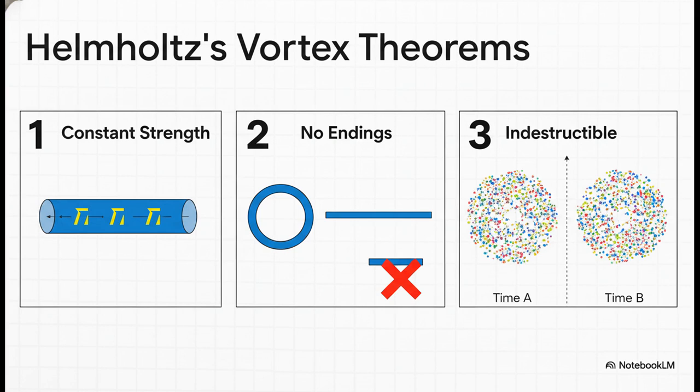First, like we just said, the strength of a vortex is constant all along its length. Second, and this one is a huge deal, a vortex filament can't just start or stop in the middle of the air. It has to form a closed loop, like a smoke ring, or it has to stretch all the way to the boundaries of the fluid. And third, a vortex moves with the fluid. The very same particles of air that start spinning together, they stay spinning together as they travel along. A vortex can't just vanish into thin air.